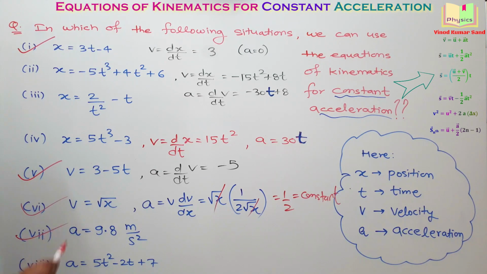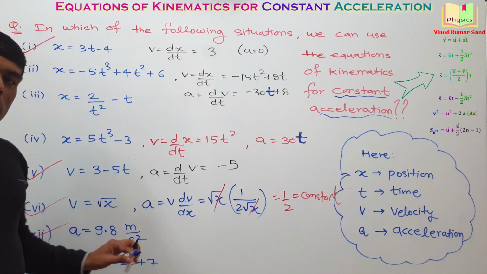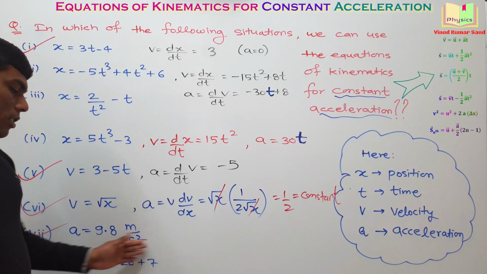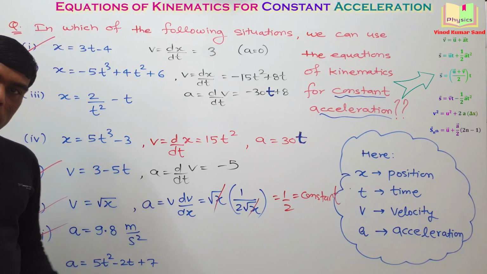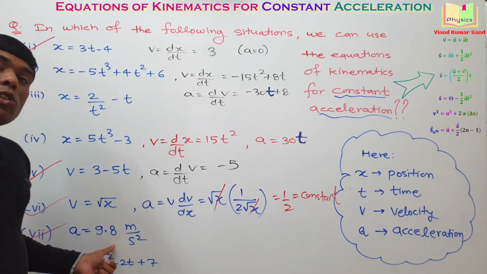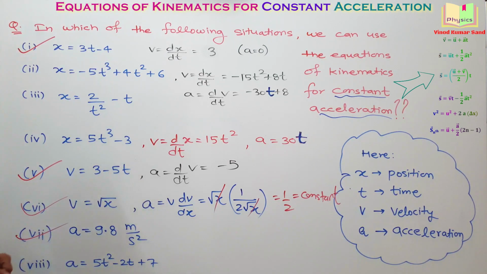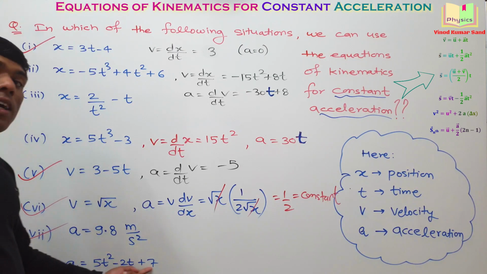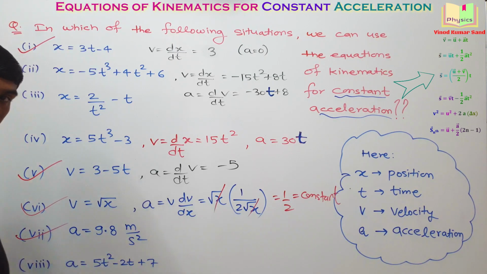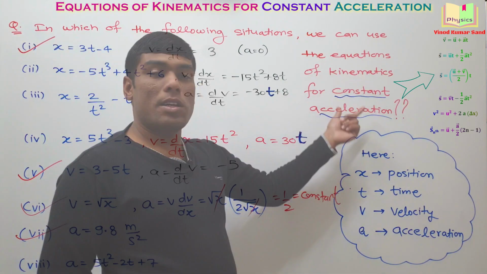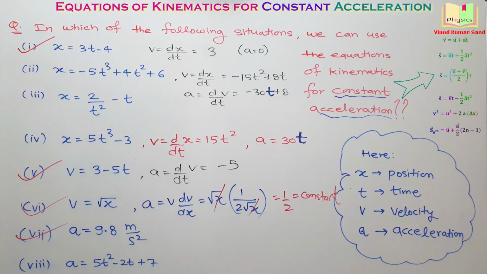Next part, here acceleration is already constant, visibly 9.8 meter per second square. This acceleration is constant. It is not changing with the time. Actually, this is acceleration due to gravity. That will be a complete topic. We'll make a video on that. And then the last part, here you can directly see the acceleration is dependent upon the time. If acceleration is dependent upon the time, we cannot use the equations of kinematics. Note it down, then we'll be taking up the next one.